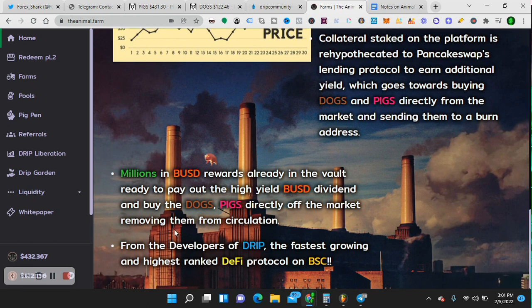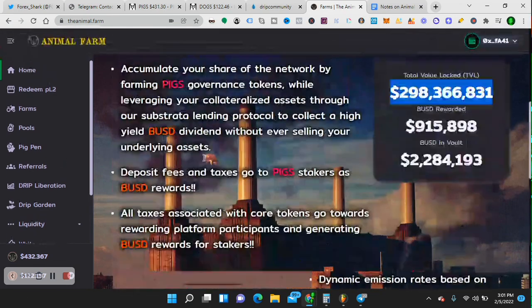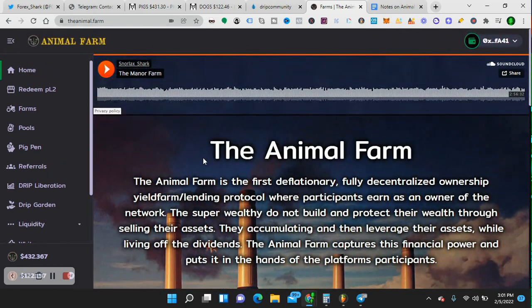Millions in BUSD rewards already in the vault, ready to pay out high-yield BUSD dividends and buy the dogs, pigs directly off the market, removing them from circulation. From the developers of Drip, the fastest-growing, highest-ranked DeFi protocol on Binance Smart Chain. Now, I am very positive about the Animal Farm going forward.